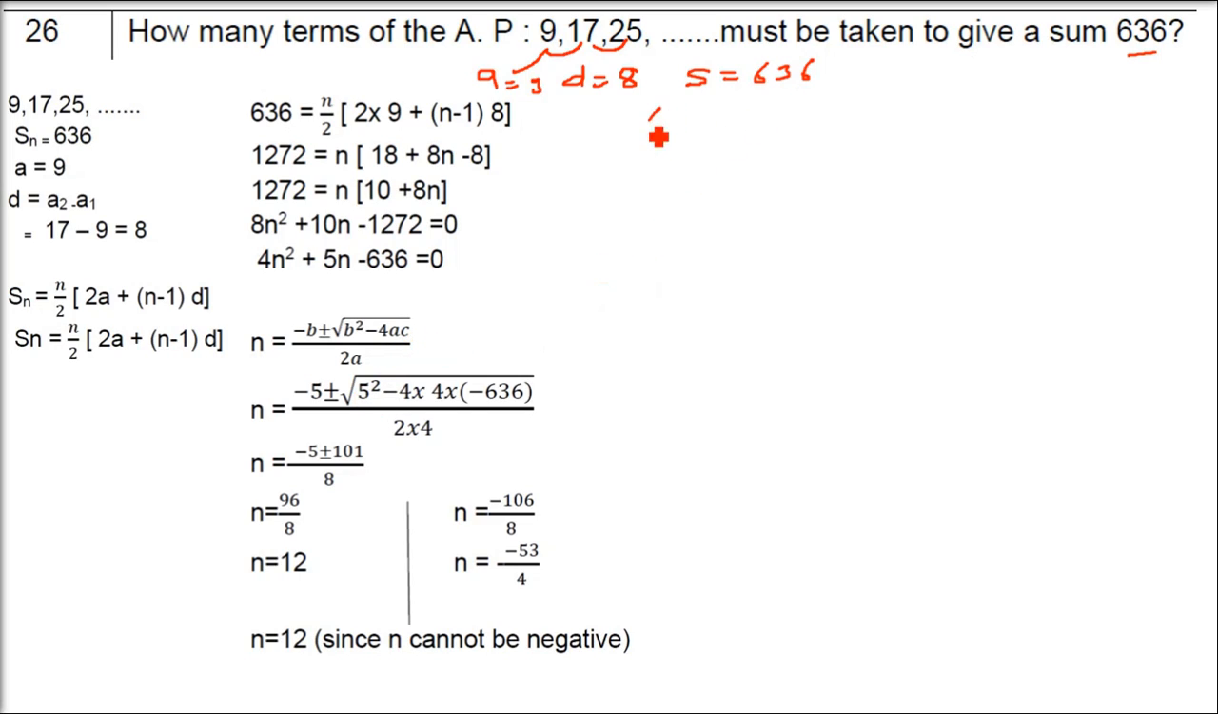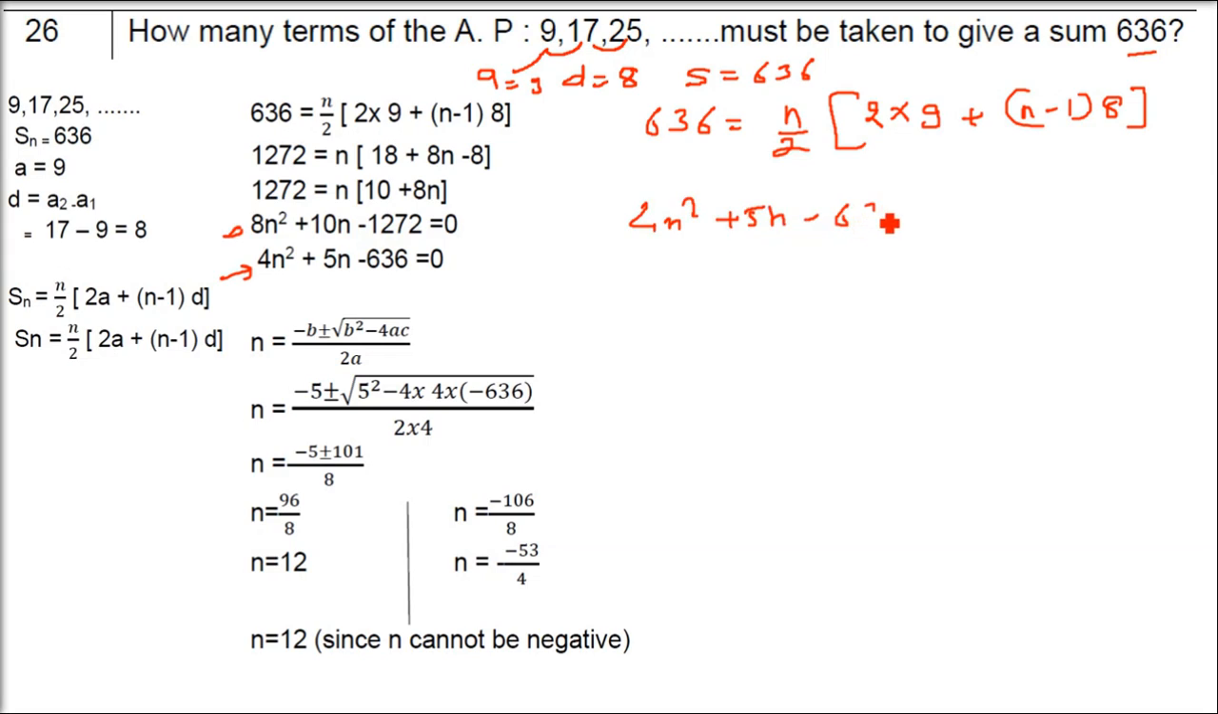Now all this you have to write, which I told you, spoken. You have to pen down all these. So Sn will be n by 2, 2a plus (n minus 1) into d. a is 9, d is 8. When we solve this, I'm not solving it, I'm just showing you that this particular result is going to come: 4n square plus 5n minus 636.